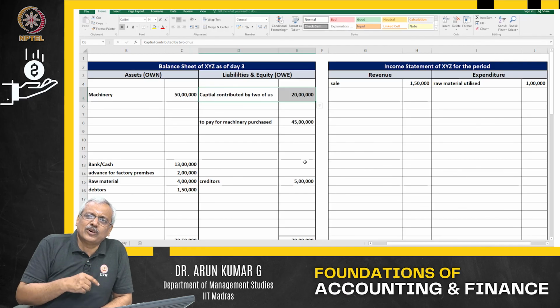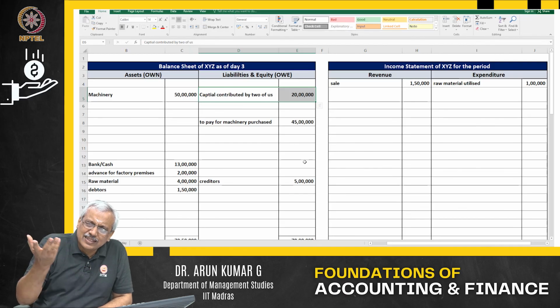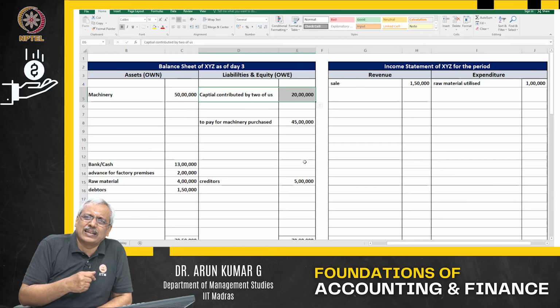Sir, if they make a loss, what happens? If they make a loss, they lose money. Not a problem. That is all. The capital gets reduced in the process. We will see all that.